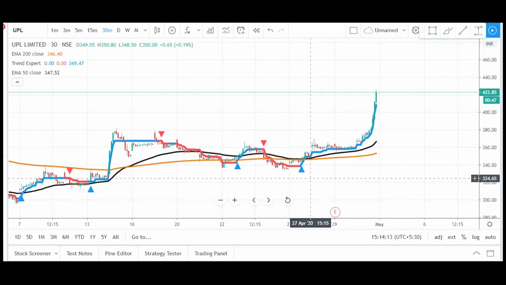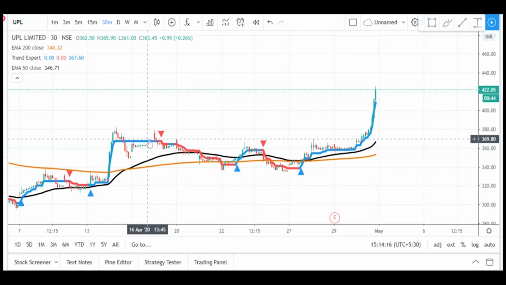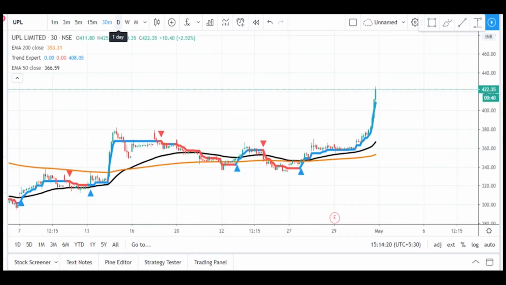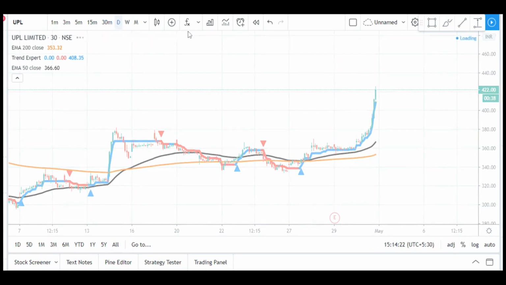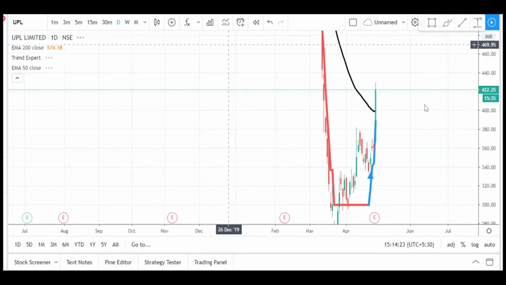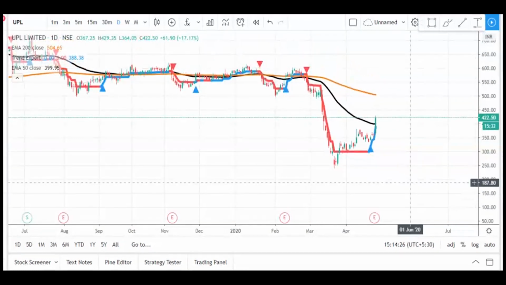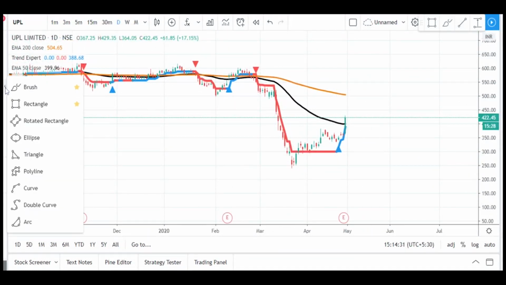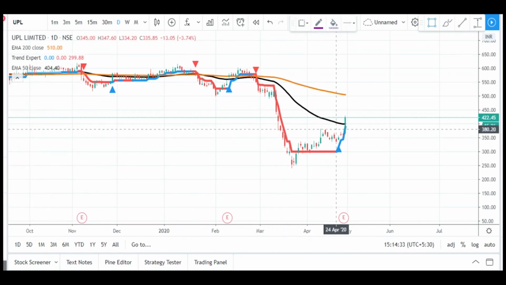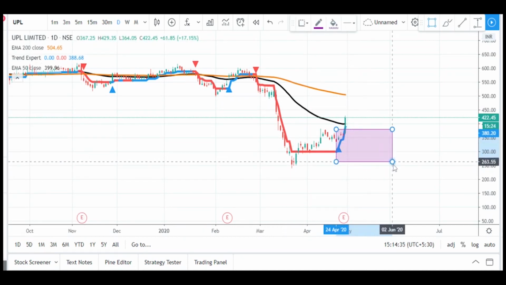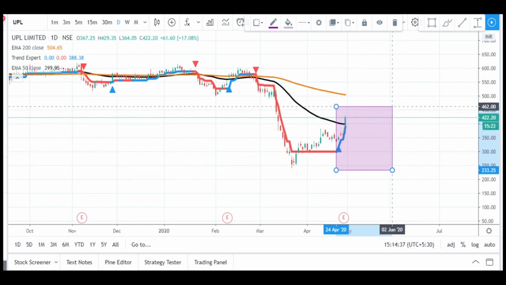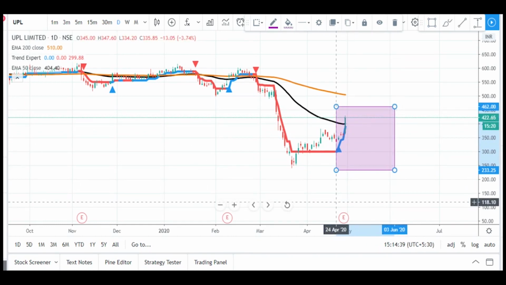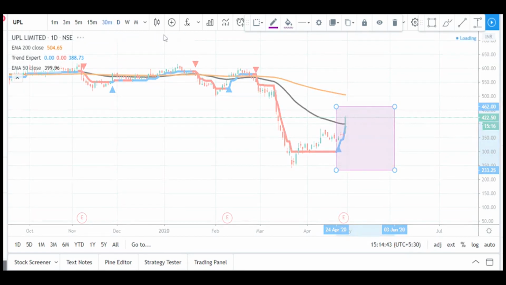So now I have taken the UPL Limited chart. Always our first step is to check the trend direction. Our tool will give you the exact trend direction. You just have to go to the daily chart and see where exactly you got the uptrend. So here in this region you got the uptrend, from this region you got the uptrend, and we mark this region or note down the date, 24th April. After 24th April the stock is in uptrend.